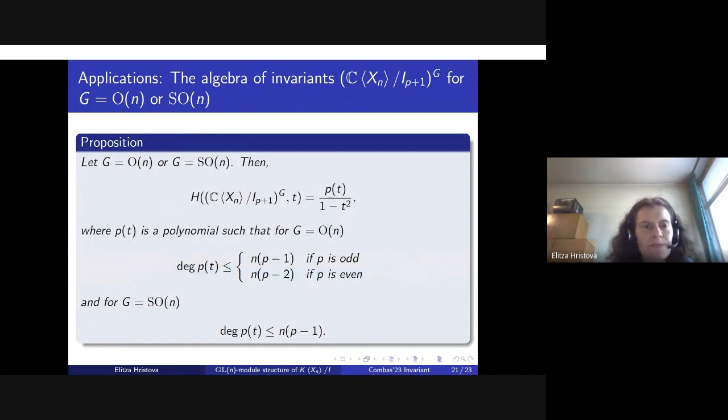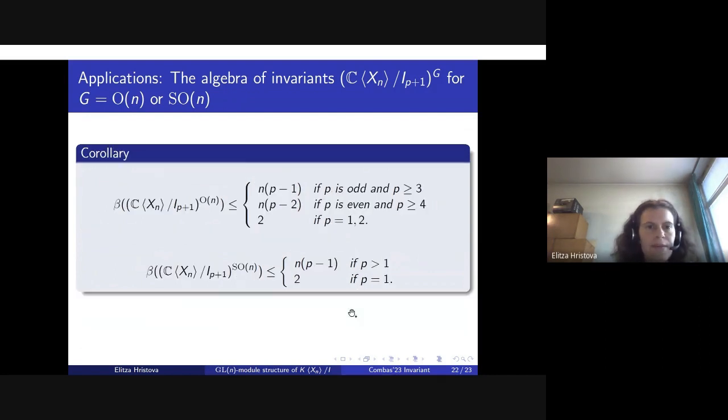Then for ON, SON, the respective algebra of invariants is not finite dimensional. So the Hilbert series is not a polynomial, it is a rational function. But again, this rational function has a simple form, and we can estimate the degree of the polynomial in the numerator. In the case of ON, this is the estimate, and in the case of SON, this is an estimate for the degree of the polynomial.